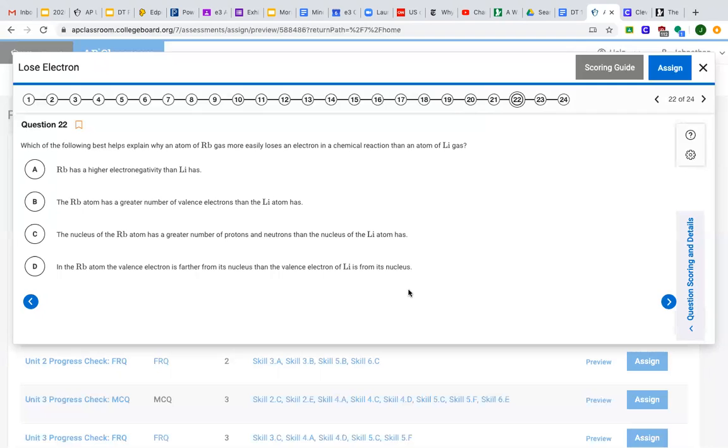Which of the following best helps explain why an atom of rubidium more easily loses an electron in a chemical reaction than an atom of lithium? Okay, what do we think, guys? D. Yeah, D. B as well. In the rubidium atom, the valence electron is farther from its nucleus than the valence electron of a lithium atom is from its nucleus, and that's true, right? So as we go down a group, the outer shell electrons get farther and farther away from the nucleus, and they are therefore more easily abstracted in chemical reactions. Okay.